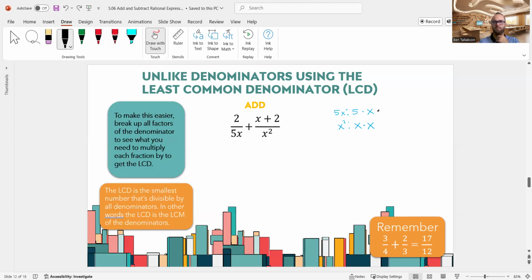Well, on factors of x squared, I have 2 x's. Here I only have 1. Factors of x squared, I have 2 x's, but I don't have a 5 that I have in my factors above. So I'm going to multiply this times x over x, and this times 5 over 5. So 2x over 5x squared.